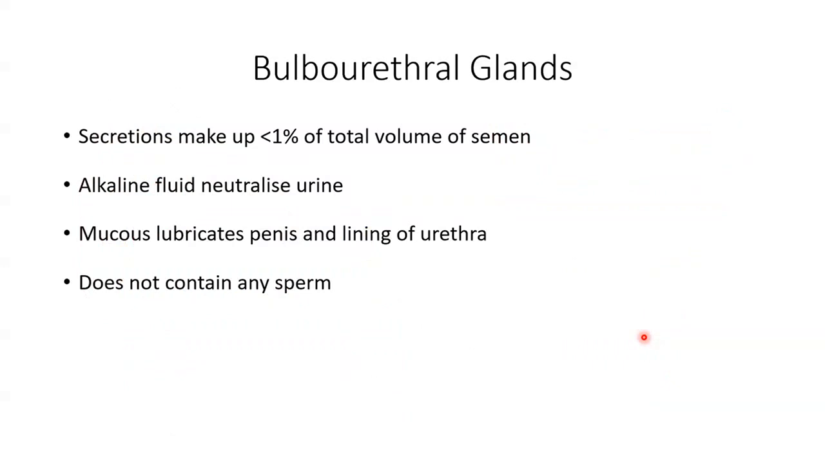So the bulbourethral glands, which can also be known as the Cowper's glands, sit either side of that membranous urethra at the base of the penis. Their combined secretions make up less than 1% of the total volume of semen. The alkaline solution protects sperm by neutralizing acids from urine in the urethra. The mucus lubricates the urethra and the tip of the penis. The secretions from the bulbourethral glands are sometimes known as pre-ejaculate, as it enters the urethra prior to the rest of the semen.